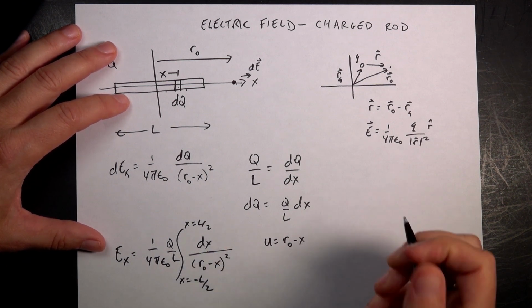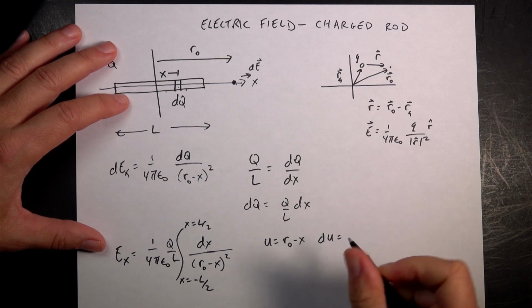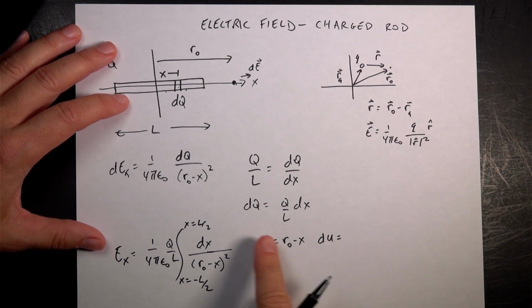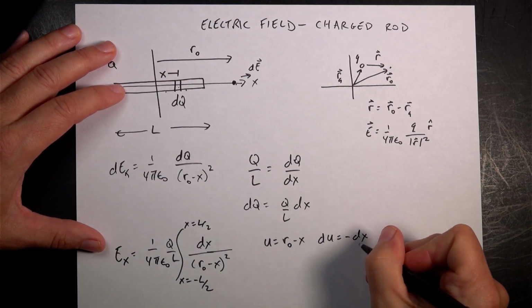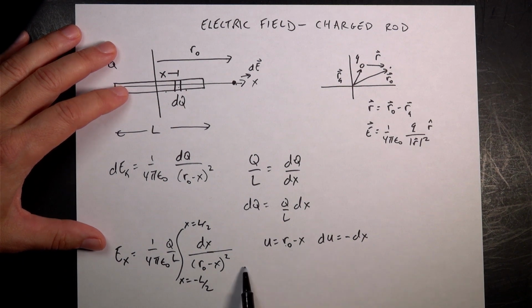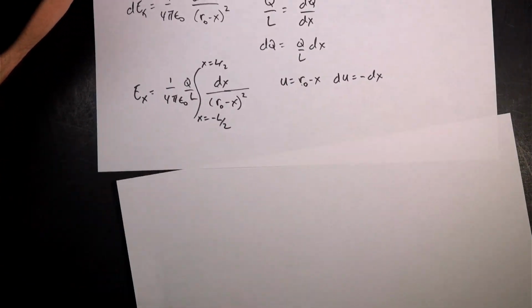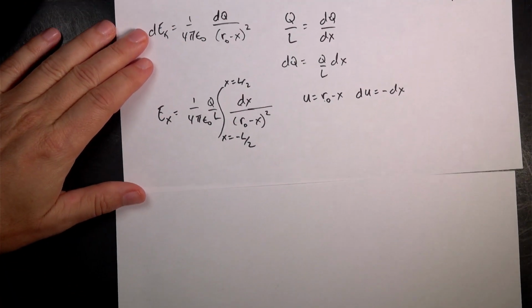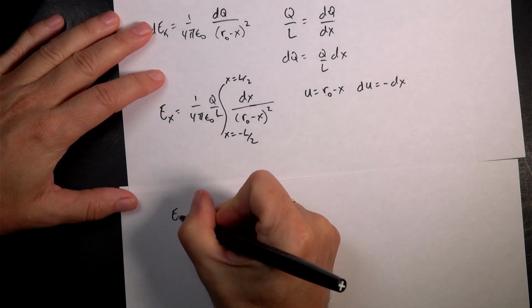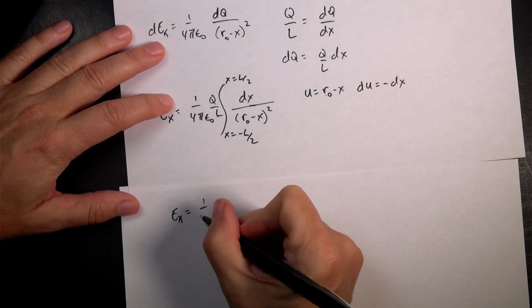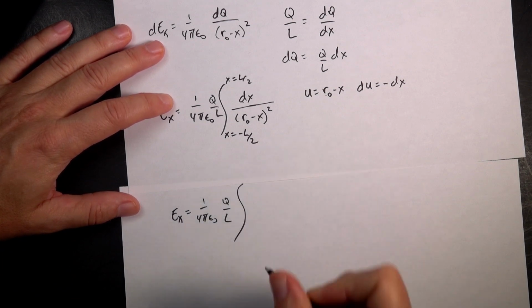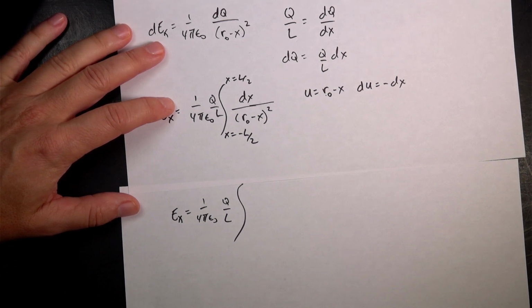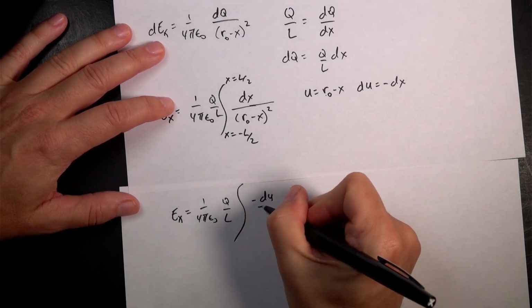So I can take the derivative of this, and I get du equals the derivative of ro, which is just a constant. It doesn't change as I move along here. So I get negative dx. Constant, negative dx. So if I substitute that in, I get the following equation. Let's write it right here. So I get Ex equals 1 over 4 pi epsilon naught Q over L. I'm just going to leave this as an integral. It's actually integrating over u now, but I don't really care. Negative du over u squared.